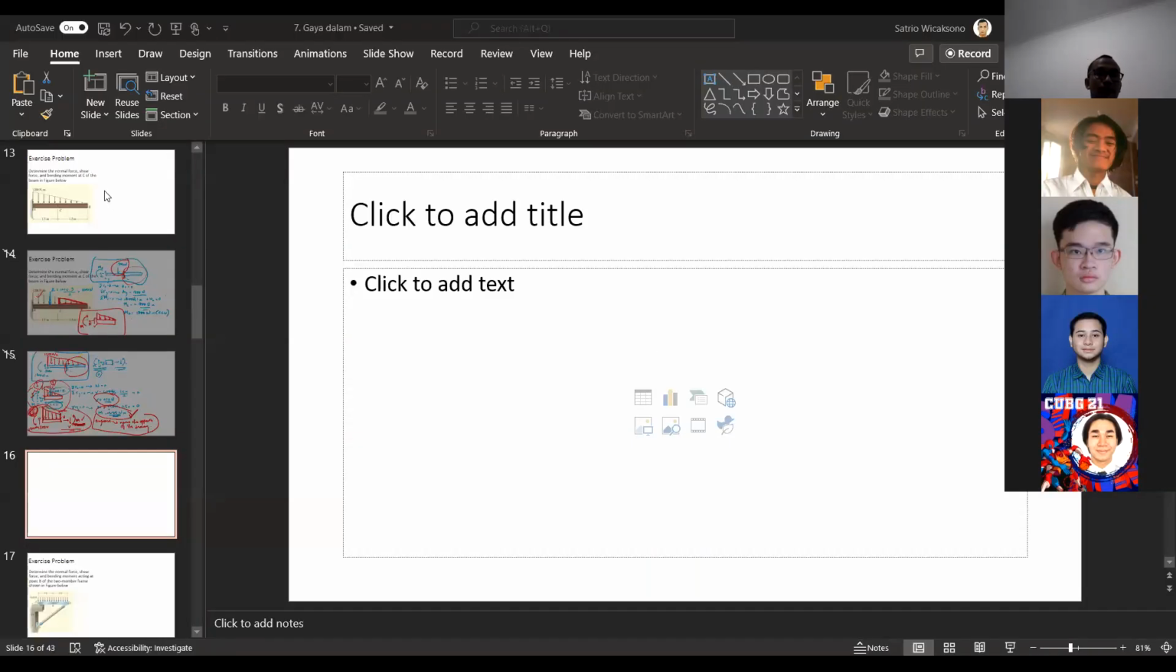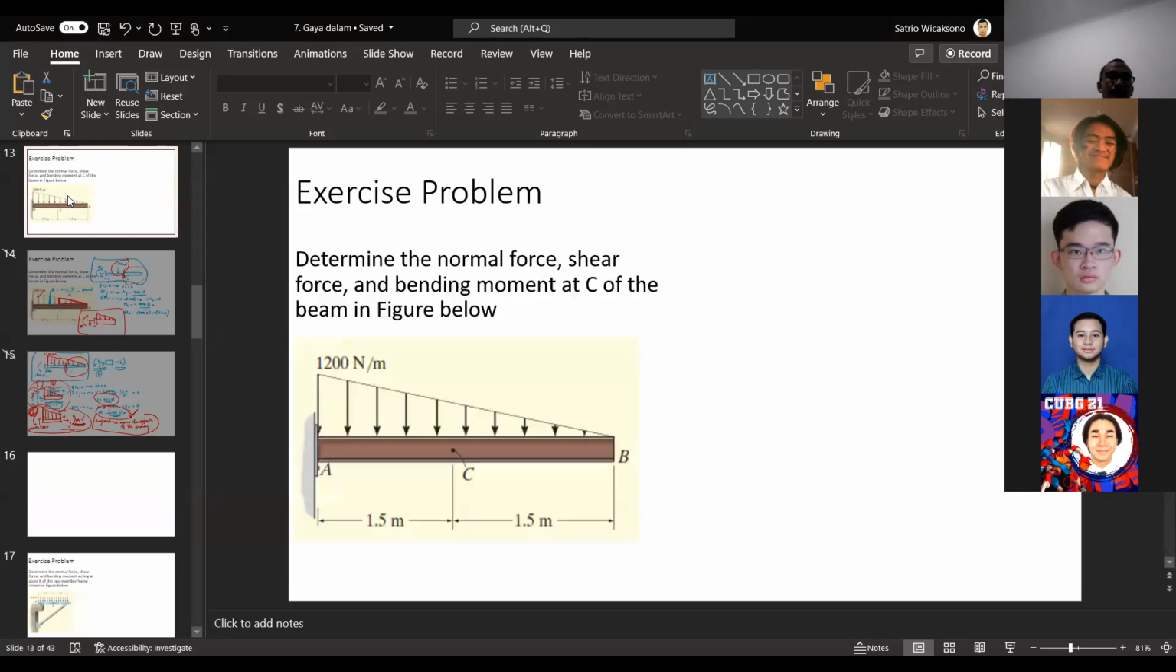This is the next thing that I want to discuss: how to find out the internal force at this particular location, at the location C there. Actually, this one is very simple. I just want to discuss it a little, and faster, in order to find out the internal force and moment at C here.